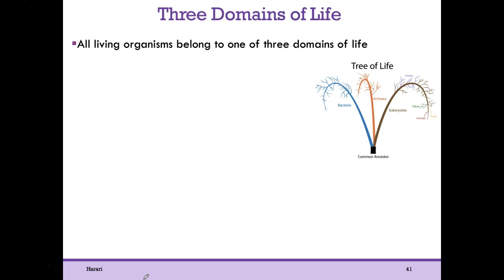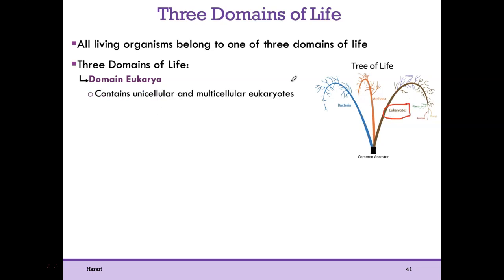So we said all living things belong to one of three domains of life. In the tree of life, we have three main branches. The three domains are eukaryotes, so Eukarya. Eukaryotes contain unicellular and multicellular eukaryotes. And remember that eukaryotes are cells that contain a nucleus, right? They contain a nucleus, which is a special compartment for DNA. All plants, animals, and fungi are eukaryotes.